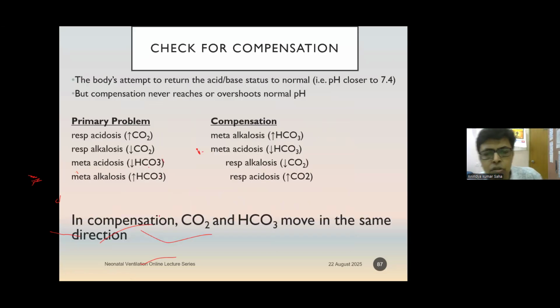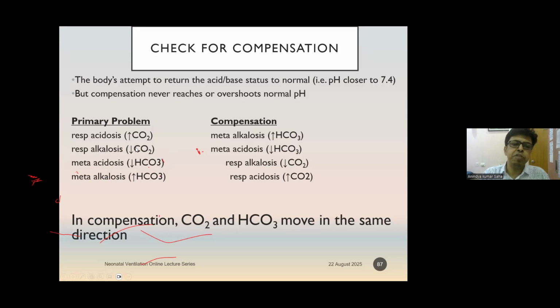Now if there is a simple disorder where the direction is unidirectional, we have to see whether there is a compensatory change or not. In the previous example, when the PCO2 is higher, the primary problem, the bicarbonate is also higher. That means there is a compensatory metabolic alkalosis. So the change is in the similar direction. So it is a simple disorder, but it is showing some compensation. In a simple disorder, it may be compensated or may not be compensated. If bicarbonate is in the higher range, it is showing compensation, or if it is in the normal range, it is not showing compensation.